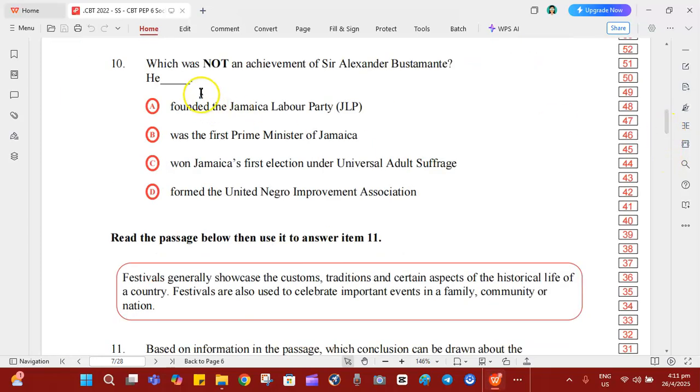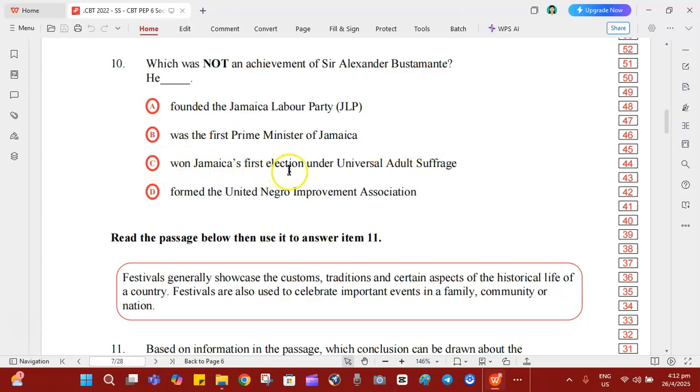Number 10, which was not an achievement of Sir Alexander Bustamante? A says he founded the Jamaica Labour Party. We know that is so, so it can't be that. The question is which one he did not do. So he did found the Jamaica Labour Party. He was the first Prime Minister of Jamaica.